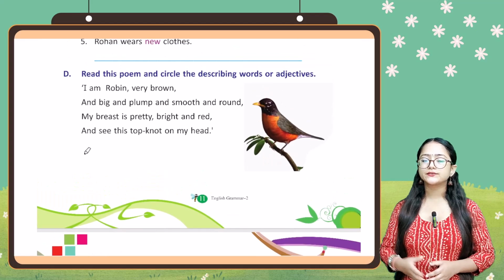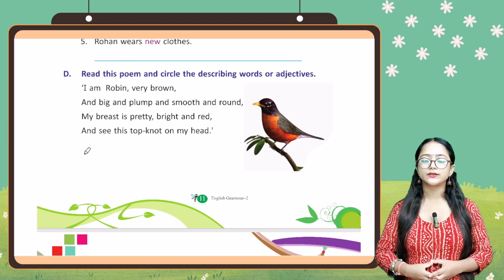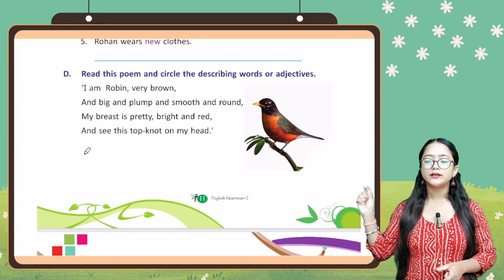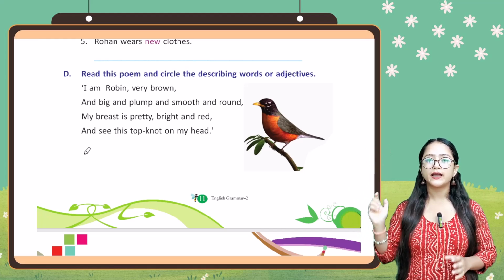Now next thing is: read this poem and circle the describing words or adjectives. So here you have to first read this poem, then you have to circle the describing words or the adjectives.